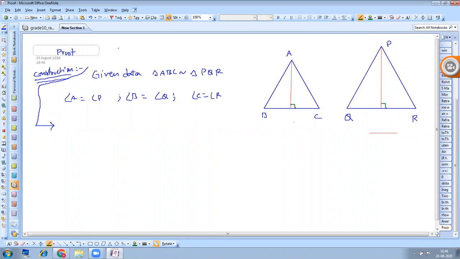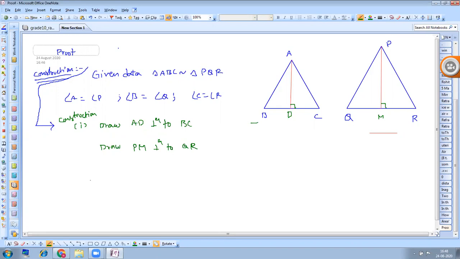So my construction is: draw AD perpendicular to BC. Another construction is: draw PM perpendicular to QR. So these are the two perpendiculars.